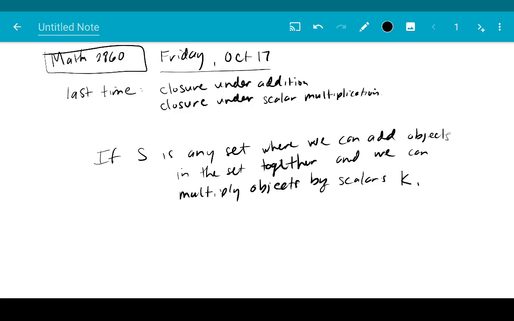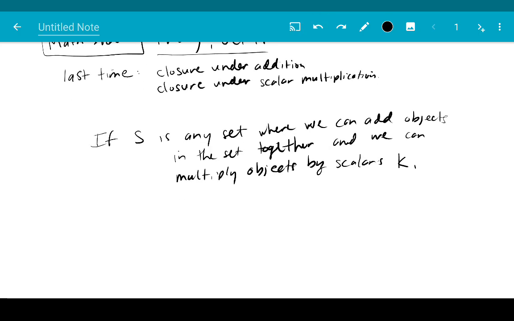So if you have a set where you know how to do those things, examples would be sets of numbers or sets of vectors, since we took some time to figure out how to add vectors together. Sets of matrices, because we know how to add matrices together, and we know how to multiply matrices by scalars. Those are all potential examples of sets that we could ask ourselves, do they satisfy these two axioms, closure under addition and closure under scalar multiplication? I gave you some examples last time, near the end of class.